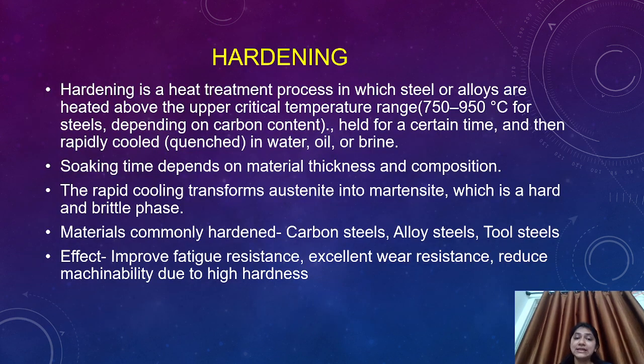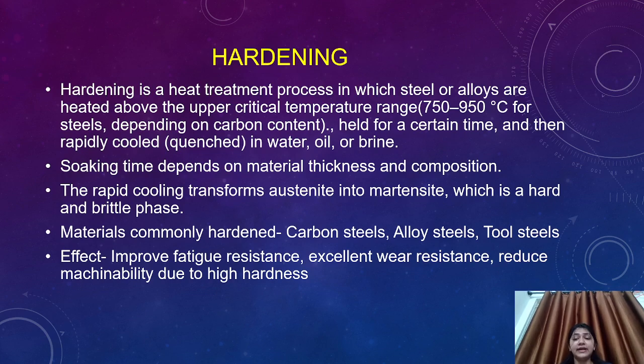Now, the last process is hardening. Basically, in hardening, the steel is heated to 750 to 950 degrees Celsius, held for some time, and then rapidly cooled, which is also called quenching, in water, oil, or brine. The soaking time depends on the thickness and the composition. Rapid cooling traps carbon atoms in the lattice, transforming the structure into martensite, which is extremely hard but also brittle. Effects are increased fatigue resistance and excellent wear resistance, but reduced machinability due to the hardness. This is mainly applied in cutting tools, dies, high strength, and machine parts.